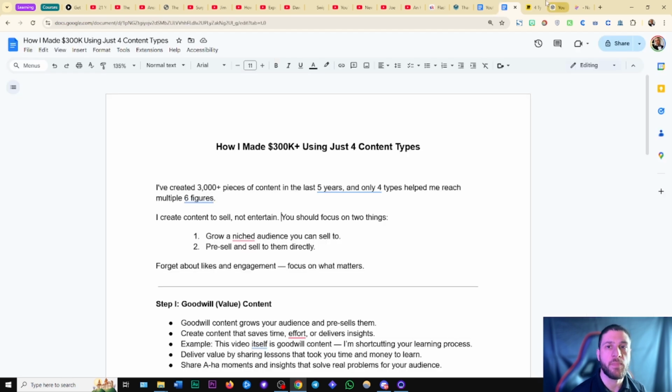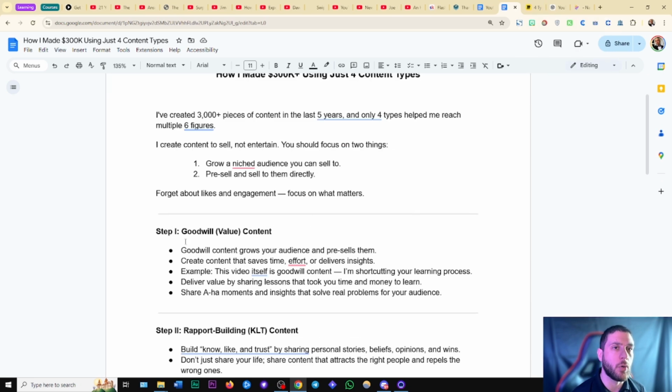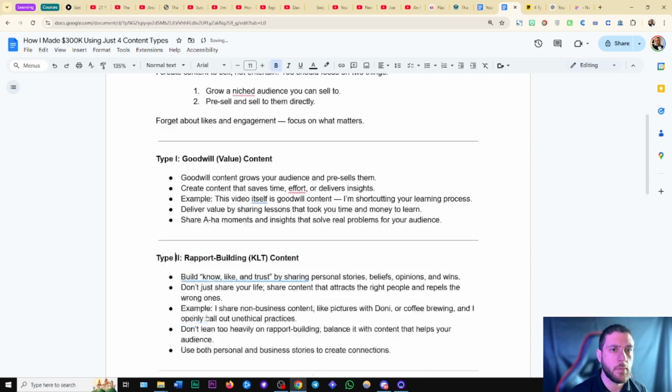So let's dive in. We have these 2 big buckets, and all of the content that I create serves either one or the other purpose. And these types also overlap each other. Rarely do you have one type of content that does only one thing. So anyways, let's go over them.